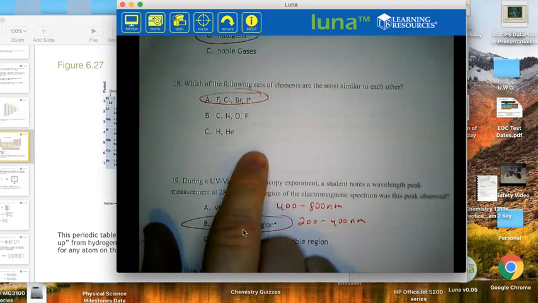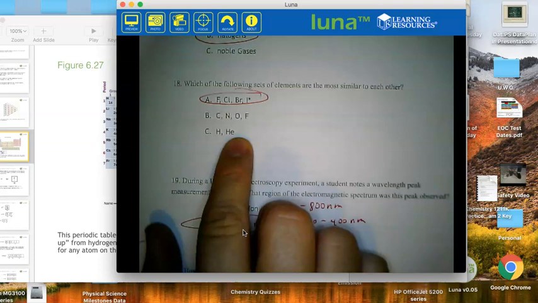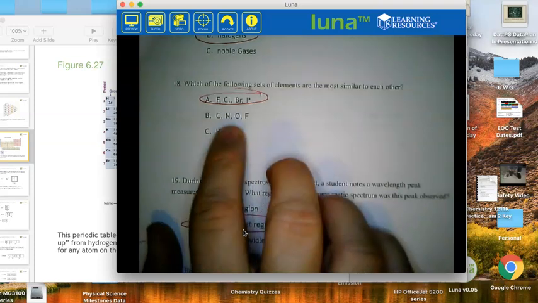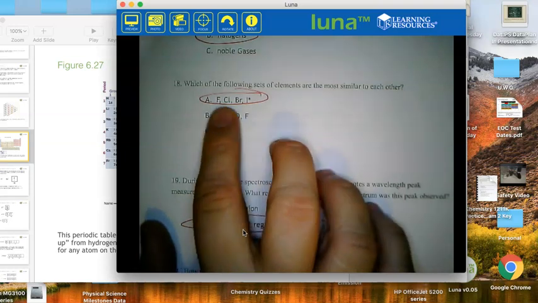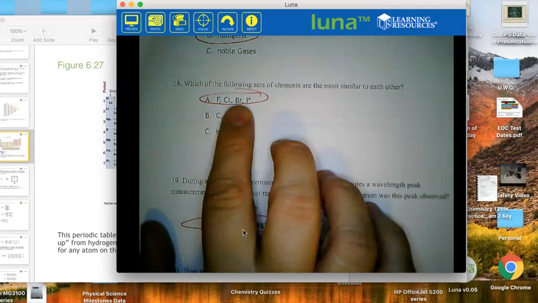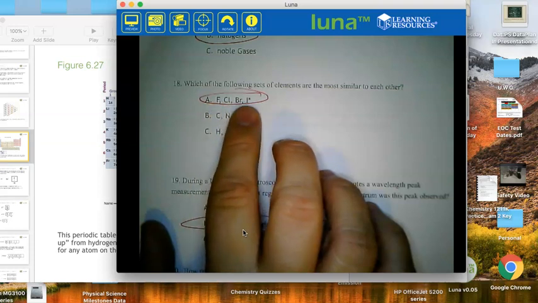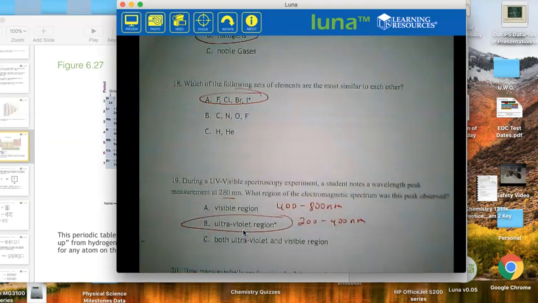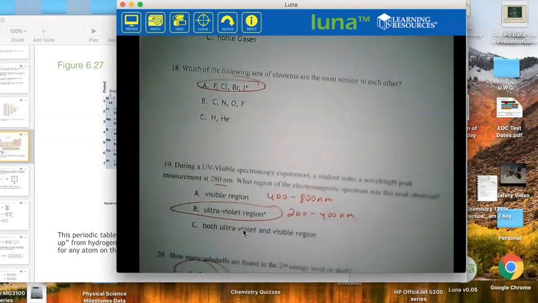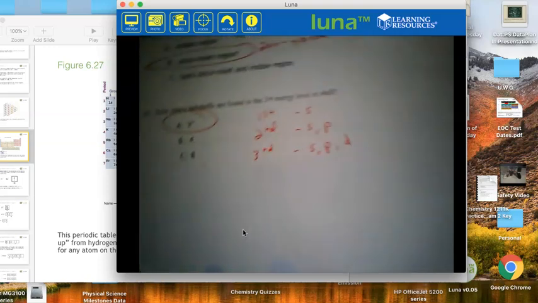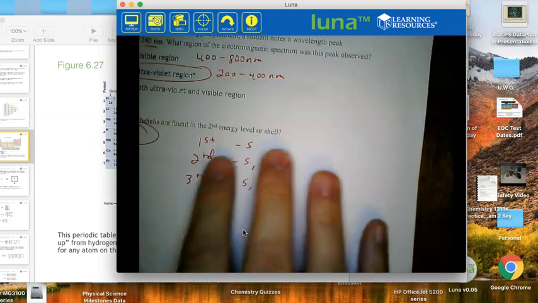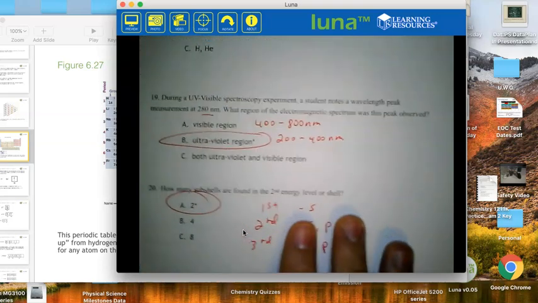Here we have hydrogen and helium, and they're both in the same period. Carbon, nitrogen, oxygen, and fluorine are all in the same period. Fluorine, chlorine, bromine, iodine, they're halogens. They're in the same group, and they're the same family. They have the family name halogens. They are most similar because elements that are in the same group have the same number of valence electrons, and they are very similar in the way they react chemically.